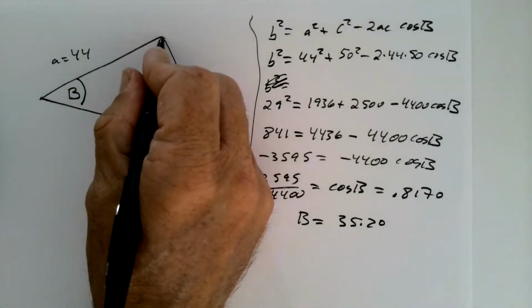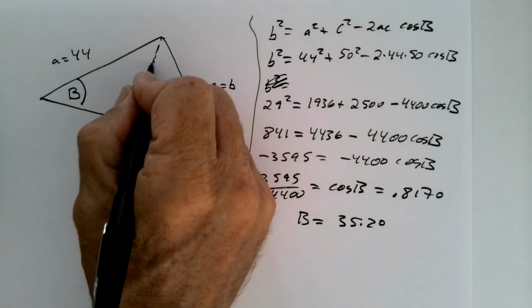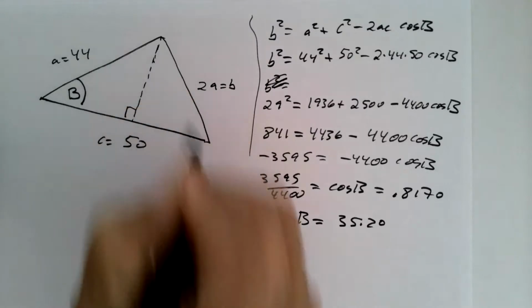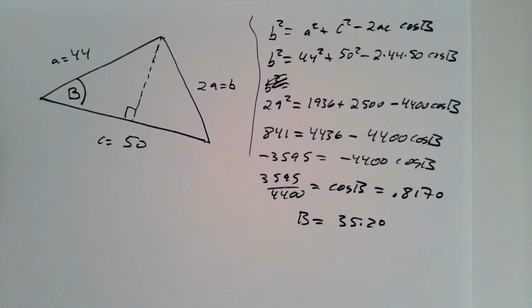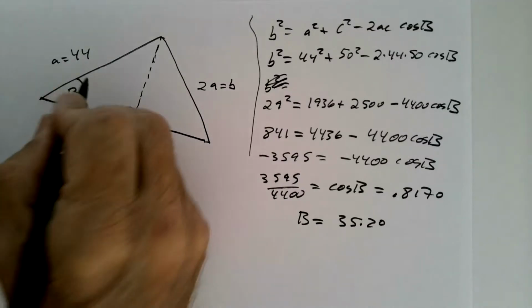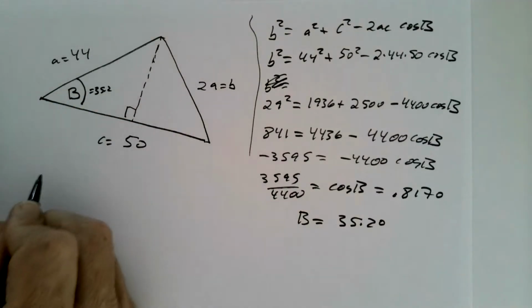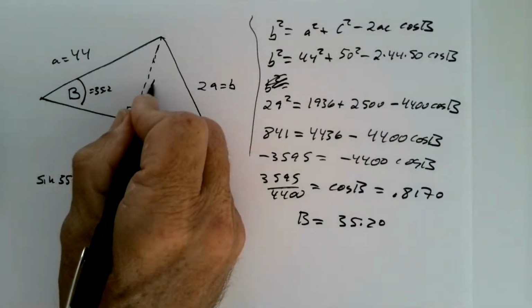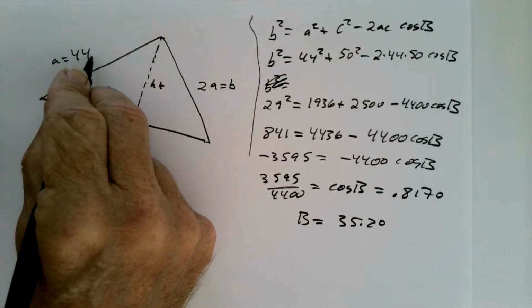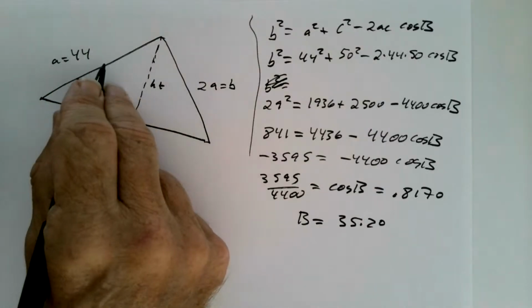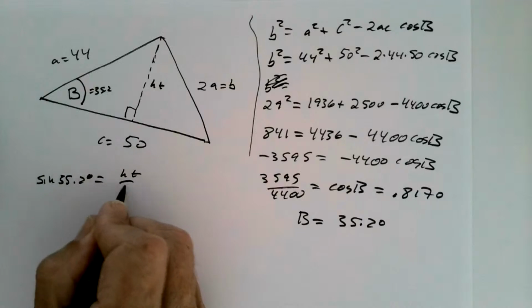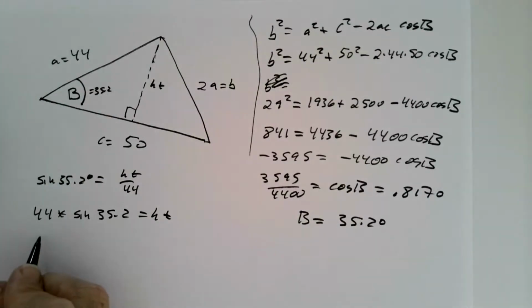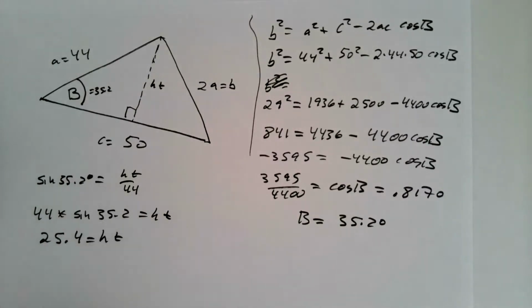So knowing that, we can then construct our height. Remember, the height is perpendicular to the base. So now looking at our picture, what can we say? We can say the sine of b, the sine of 35.2 degrees, is the height divided by, opposite over hypotenuse, height over the hypotenuse, height over 44. It gives me about 25.36. Call it 25.4 is approximately the height.